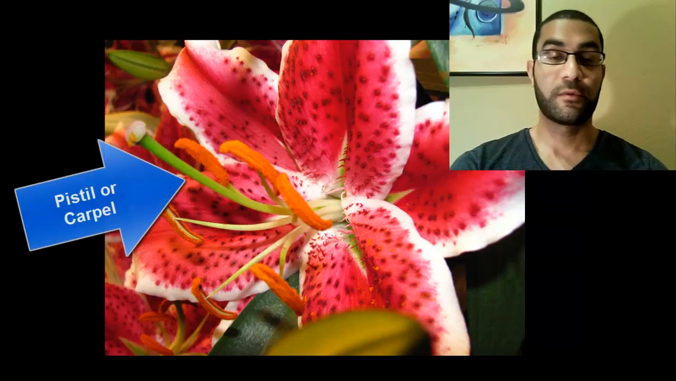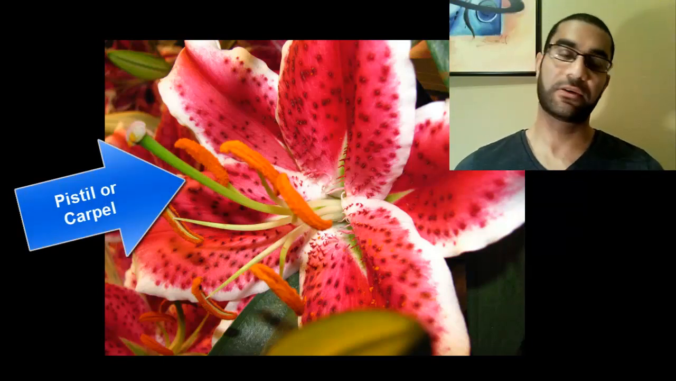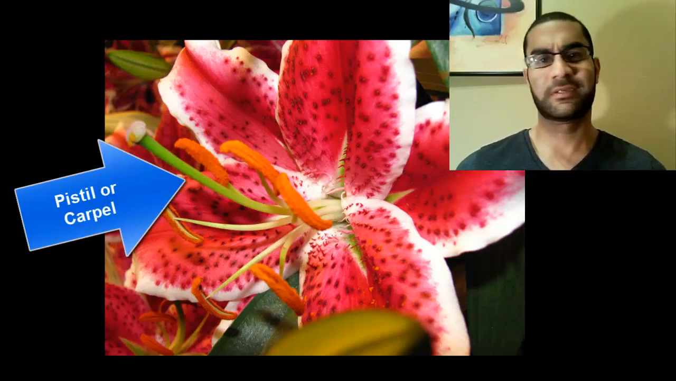So the male reproductive components of the flower is the stamen, which is the anther and the filament. The female reproductive organ is right in the middle, and it has one of two names. It's either called the pistil, P-I-S-T-I-L, not like the gun, or a carpel, C-A-R-P-E-L. They both mean the same thing. You hear different names depending on which biology textbook you're looking at, so be familiar with both of them.